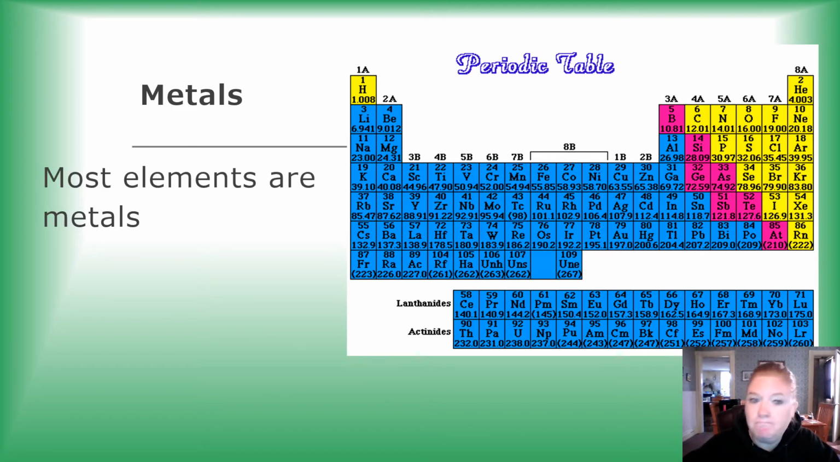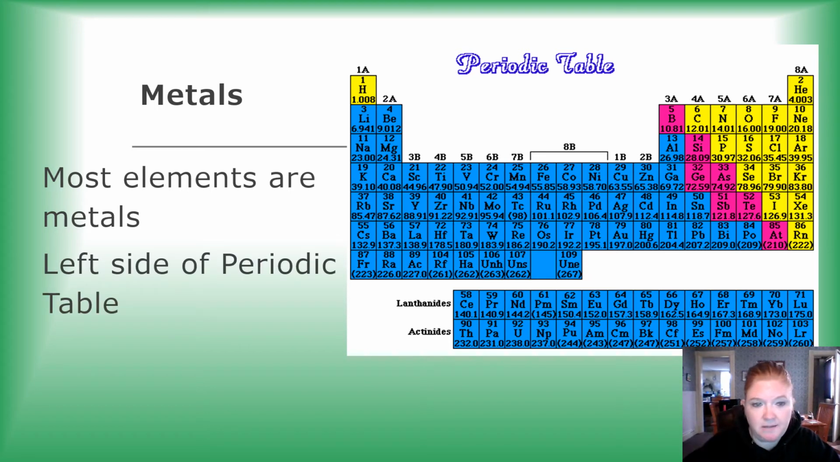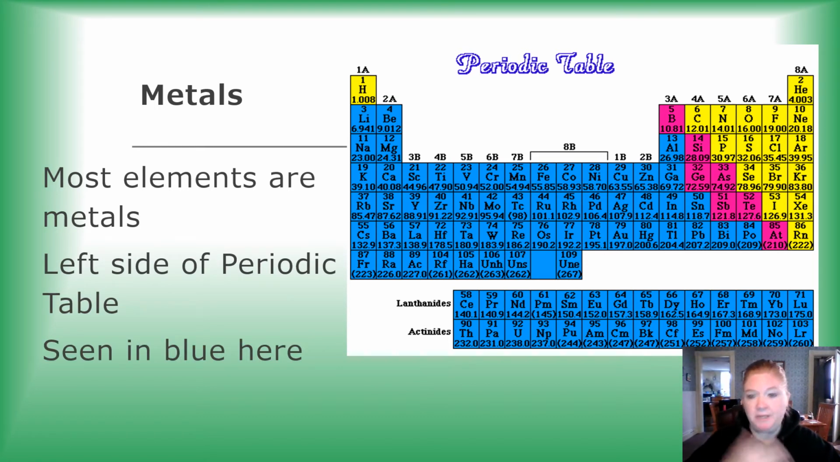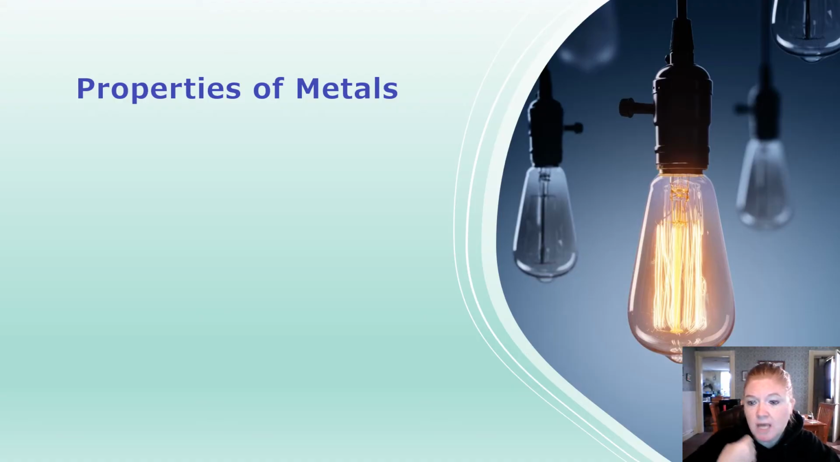Metals. Most elements are metals. Left side of the periodic table, seen in blue here. So see, look how much blue there is. Most of the elements on the periodic table are in fact metals. And remember, metals tend to lose electrons when they form compounds.